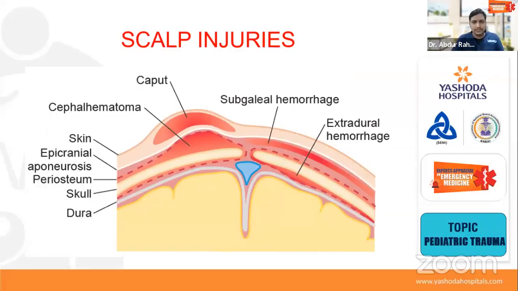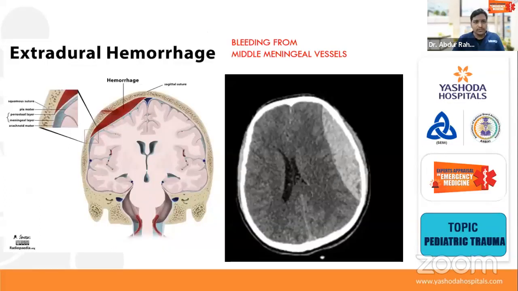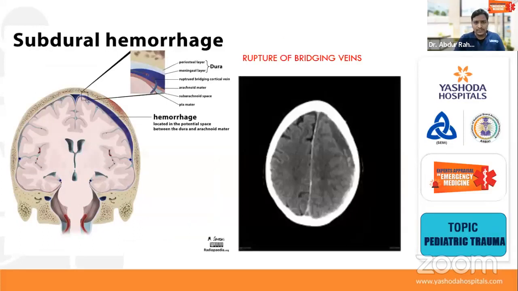So these are the basic scalp injuries. Various scalp injuries can happen in the pediatric age group, especially in the newborns, like caput succedaneum, cephalhematoma, and subgaleal hemorrhage. And coming to more significant injuries like extradural hemorrhage, this is bleeding from middle meningeal vessels. And subdural hemorrhage, it can happen because of rupture of the bridging veins.